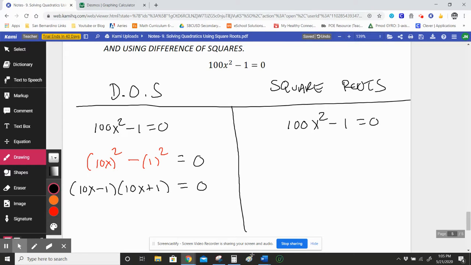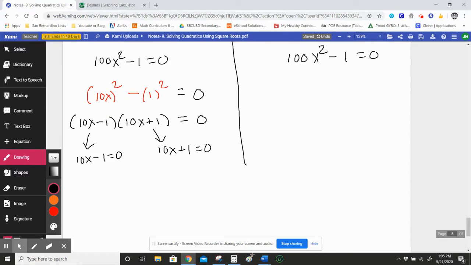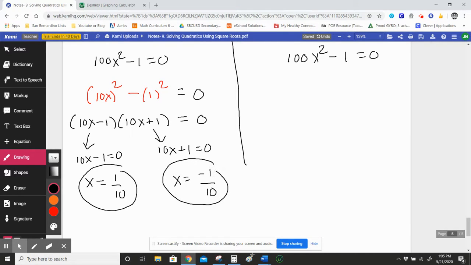So when I solve each one of these equations, basically using the zero product property, I'm going to be left with 10x minus 1 equals 0, and I'm going to be solving this one also, 10x plus 1 equals 0. So my two answers, let's go ahead and solve this. I'm going to get x is equal to positive 1 over 10. I skipped a couple steps there. On this side, same idea, x is equal to negative 1 over 10. So I have two answers, x equals positive and negative 1 over 10, basically plus or minus, right? That's where that plus or minus comes from.